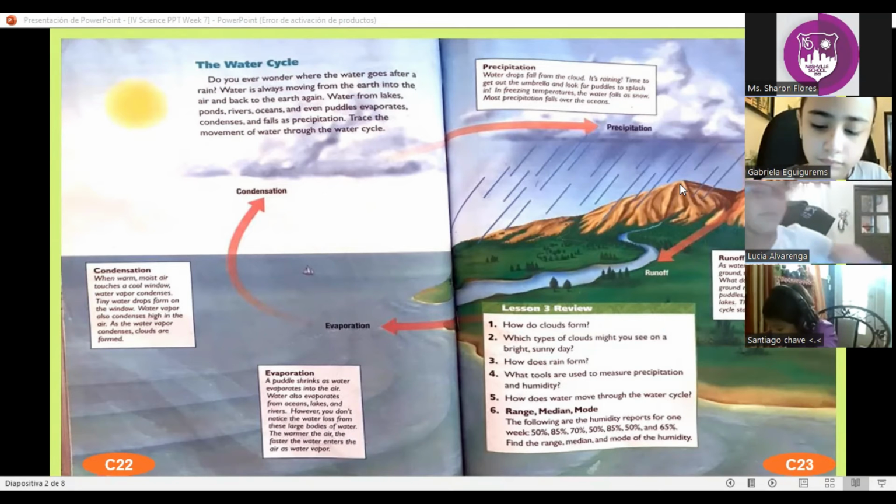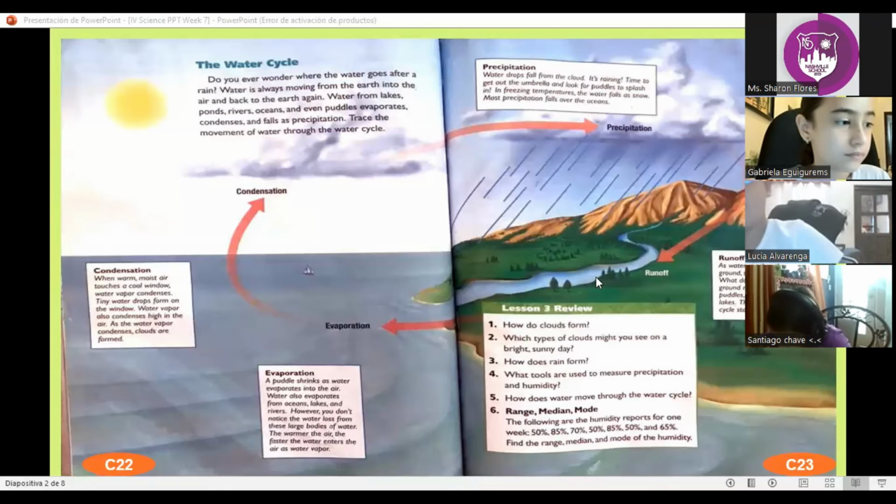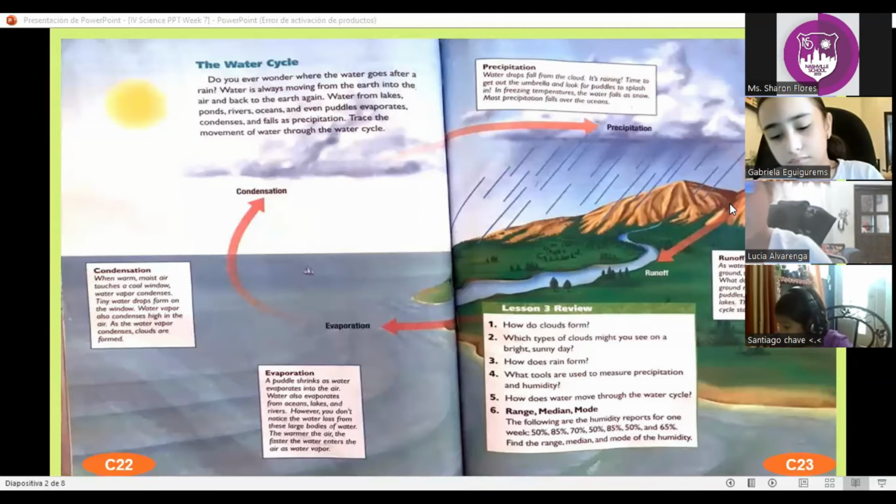So, precipitation. Who wants to help me to read? Lucia helped me to read condensation. Who wants to read precipitation, class? Khaled, help me to read the information that is on the slide. Precipitation: water drops from the clouds. It's raining, time to get out the umbrella. If the temperature decreases, the water falls as snow. Most precipitation falls over the ocean.